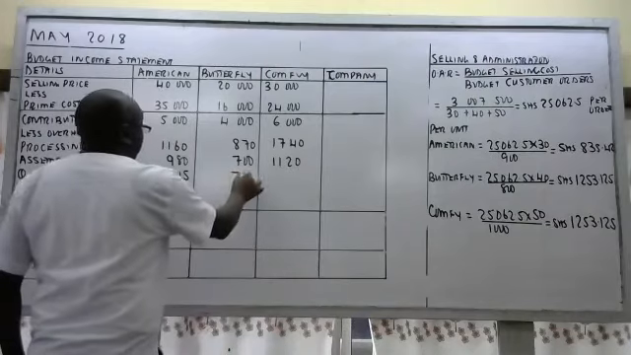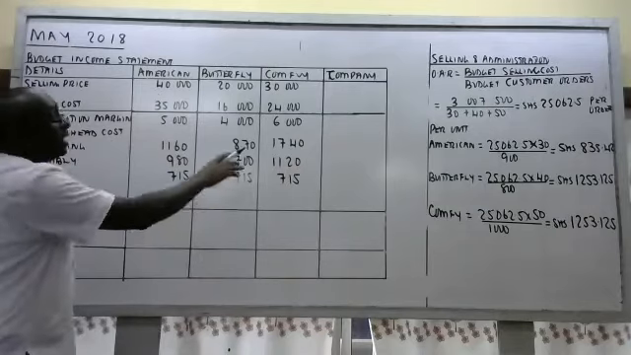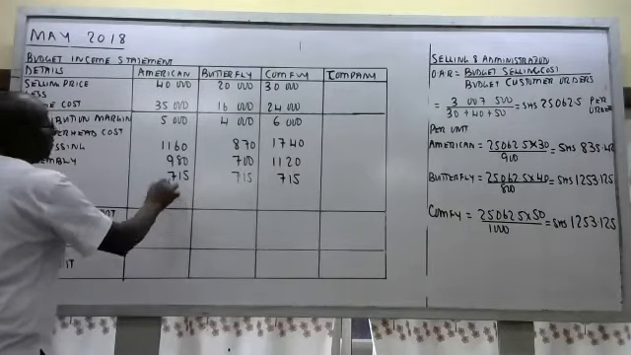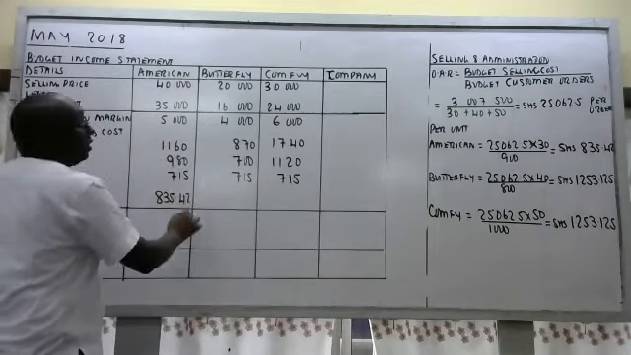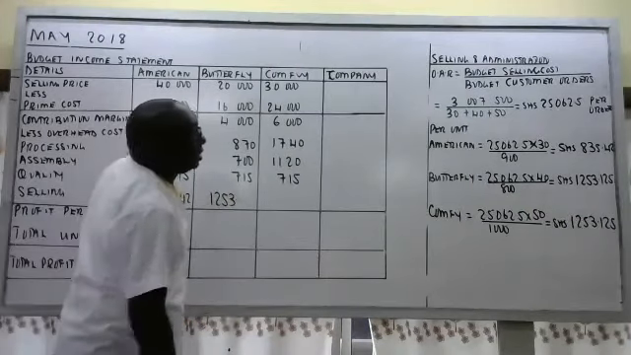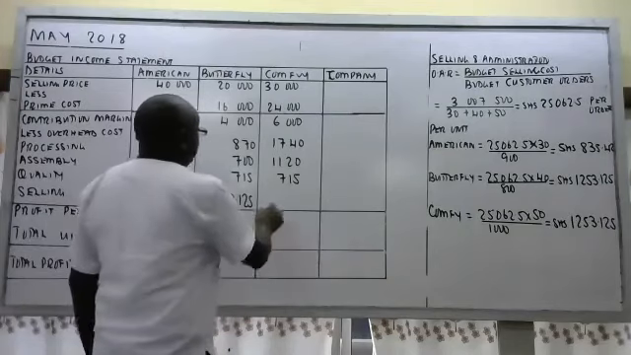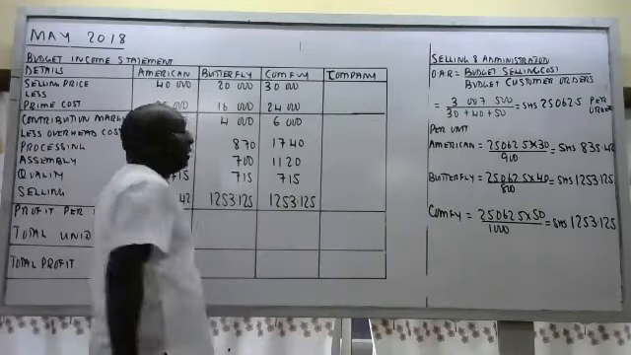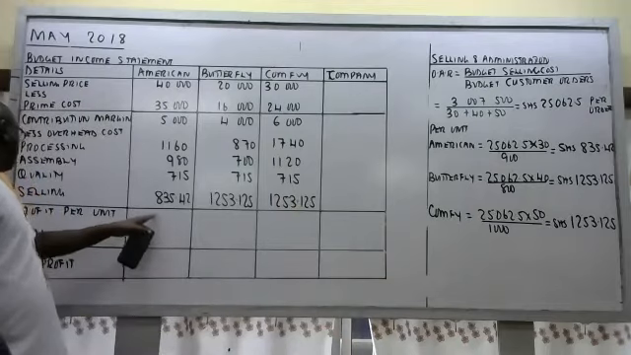Here 715 and 715. Then zeros are selling to get 835.42. Then 1253.125. Then 1253.125. So now give me the profit per unit.